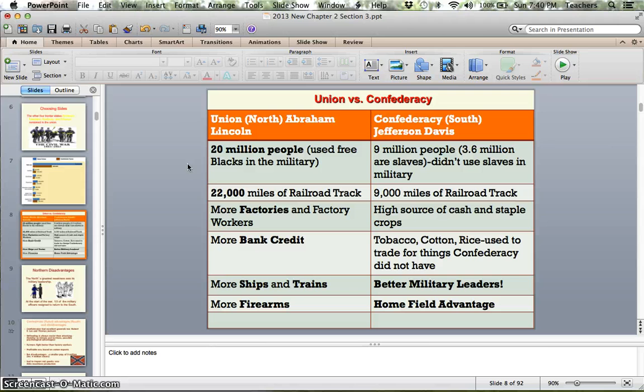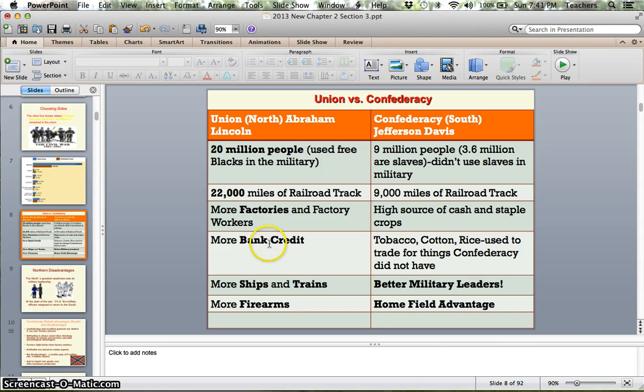So let's talk about those advantages. In the North, or Union, you had 20 million people. You had 22,000 miles of railroads, which hauls supplies and troops very quickly. You had factories, so that you could have all your clothes, your textile mills, and food and ammunition.